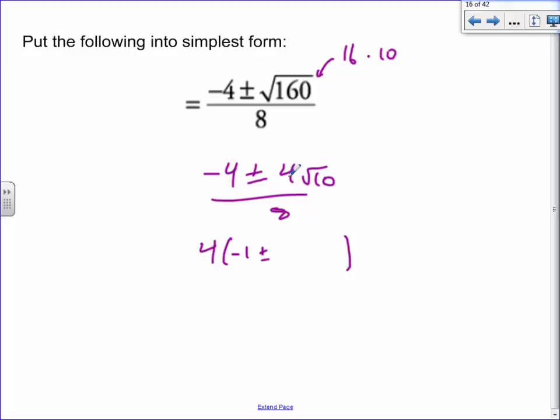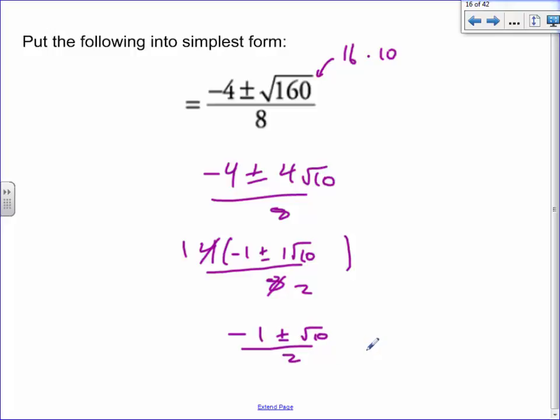Pull the 4 off of the root 10. If you want to, you could write a 1 there, I guess. Like that. Divided by 8. The reason why that's useful, though, is that 4 and 8 as monomials can reduce. 4 and 8 can cancel to a 1 and a 2. So the final answer from now on that I'm going to expect will be minus 1 plus or minus, I'll just say root 10 over 2.